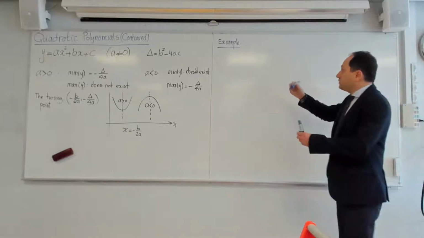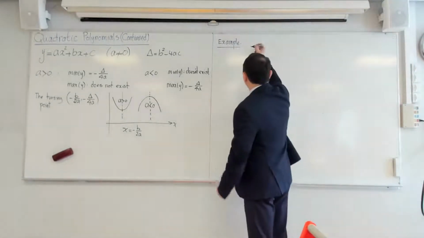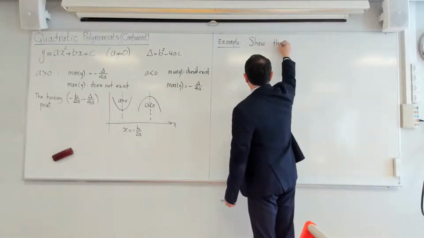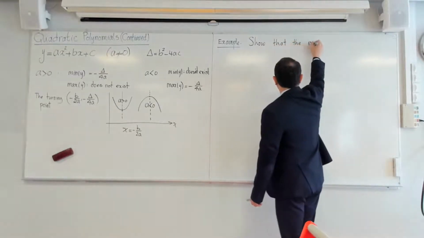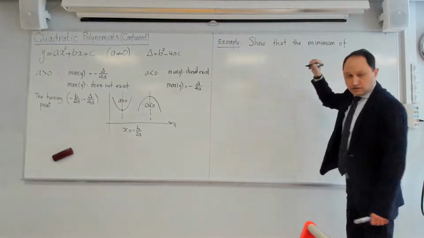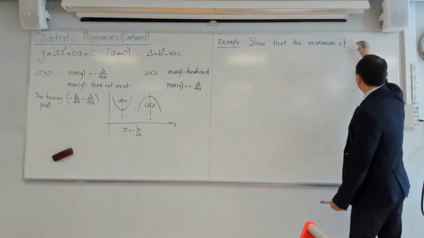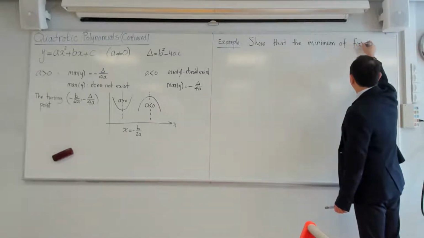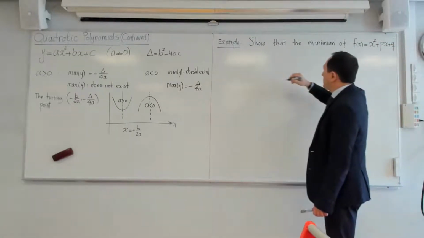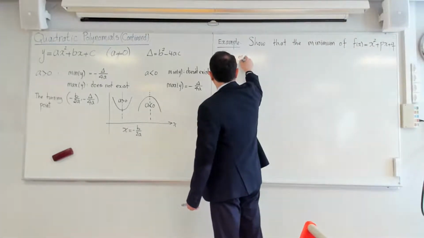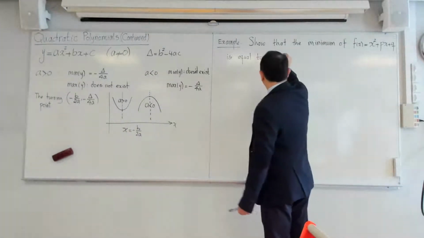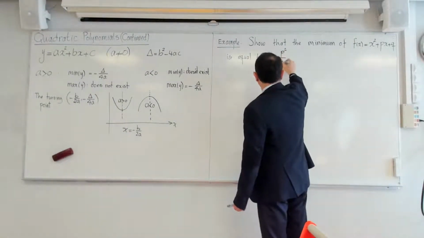So example, this is one of the examples in the book. Show that the minimum of the function f of x equals x squared plus px plus q is equal to minus p squared divided by 4 plus q.